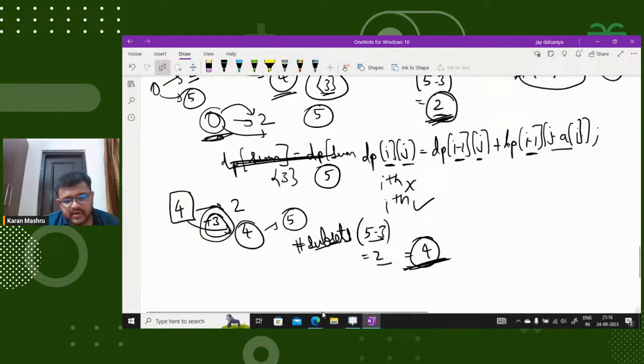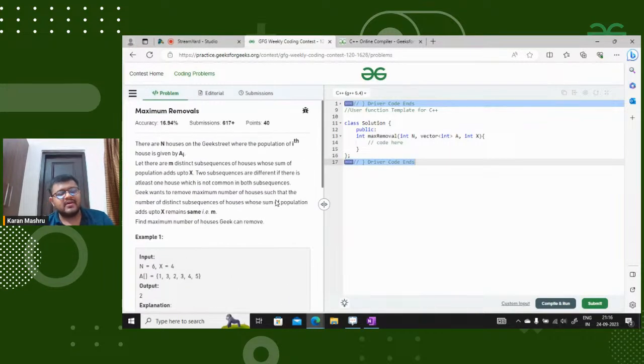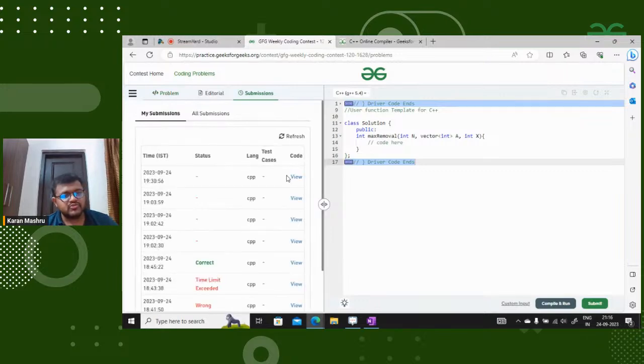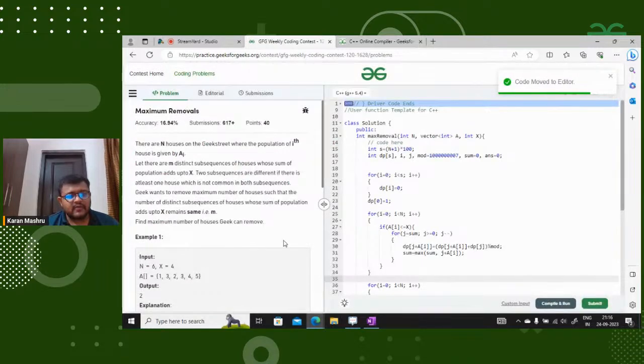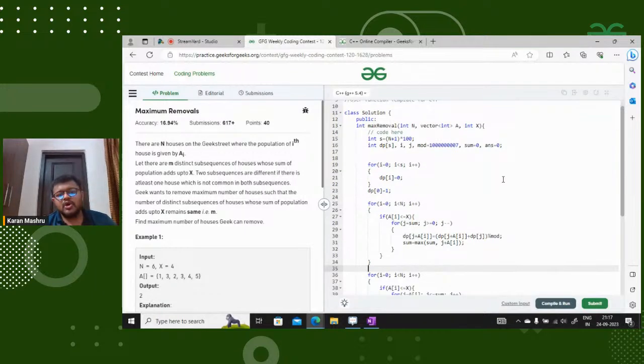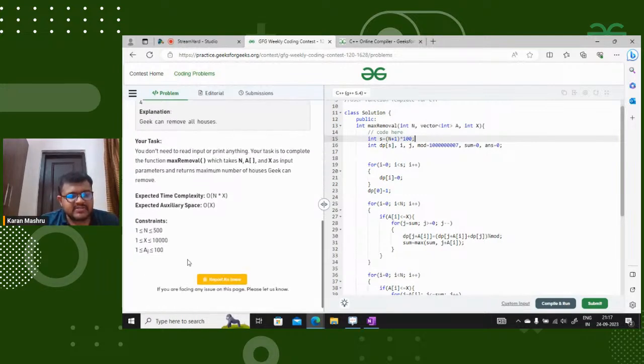So let's look at the implementation also. During the subset sum problem we can also use a 2D array, but here the size of the constraints are such that we need an optimized approach. So what I have done is I have taken s is equal to n plus 1 cross 100. Why? Because this is the maximum sum of any subset. Why? Because n is the size of the input array, so n is the total number of elements, and the maximum value of any element can be 100. So the total sum of all the elements is n into 100.